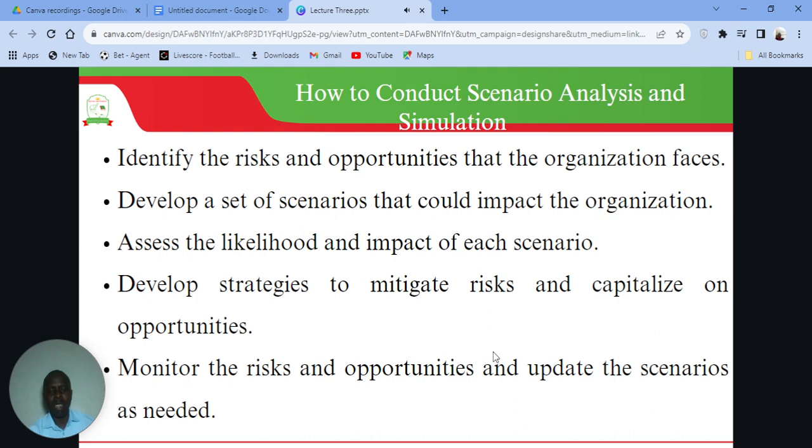And then from there, we can develop strategies to mitigate risks and capitalize on opportunities. Mitigation, as I have said, is all about how we are going to deal with the risk. So we can develop those strategies. And finally, we can monitor the risks and opportunities and update the scenarios as needed.